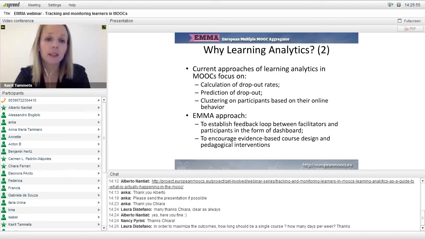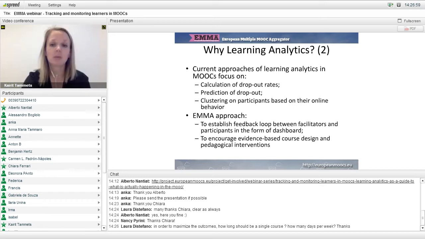In EMMA, the main goal for implementing learning analytics was to establish the feedback loop between EMMA facilitators and MOOC participants in the form of dashboards, but also through retrospective analysis of data that is not visualized in dashboards. And also one of the aims was to encourage evidence-based course design and pedagogical interventions.